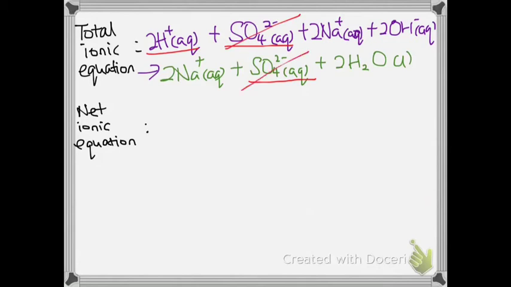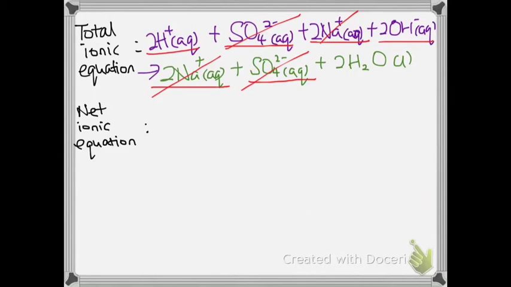Next, let's look at the sodium ions. Sodium ions appear here in the purple region. They also appear here in the green region. Therefore, it is a spectator ion. It can also be cancelled out. Lastly, let's look at the hydroxide ions. The hydroxide ions appear in the purple region, the reactants, but not in the products. Therefore, it is not a spectator ion.